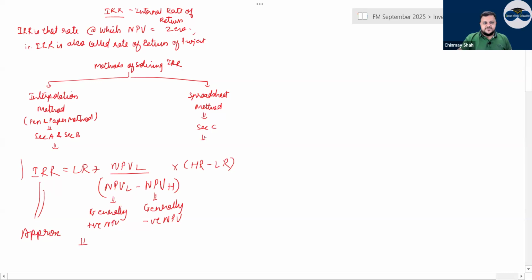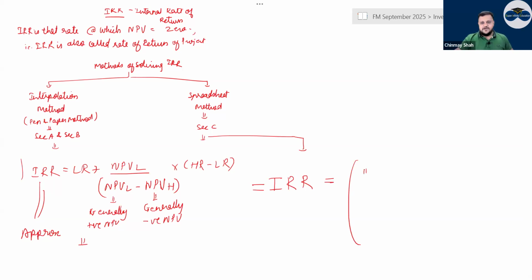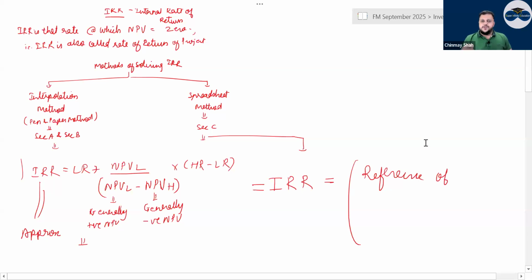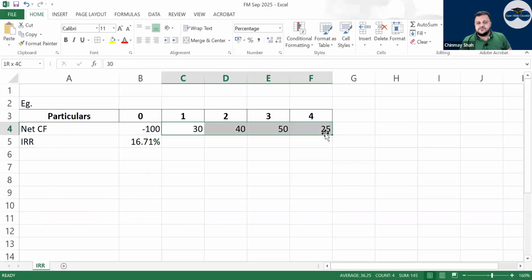Approximate, correct? Now the spreadsheet method, write the formula. In the spreadsheet you have to type is equal to IRR, bracket open, and give the reference of. One minute, here when we were doing IRR, did we find discounted cash flows and everything? NPV at 10%, 5%, yes, discounted cash flows. But in the IRR method, we gave reference of discounted cash flows, or were these undiscounted cash flows?